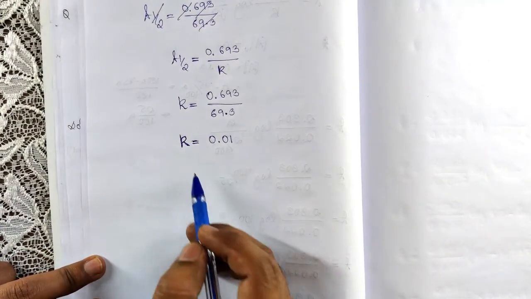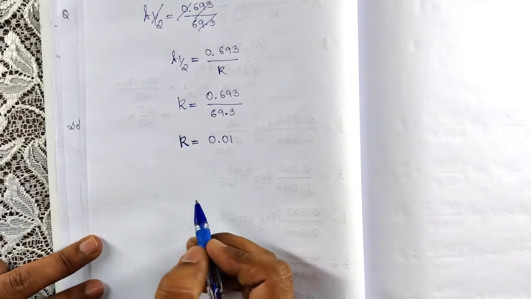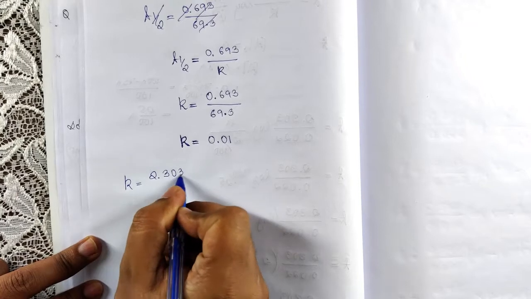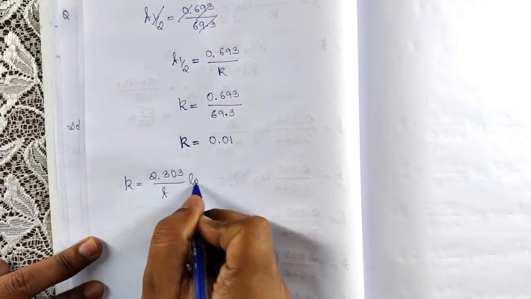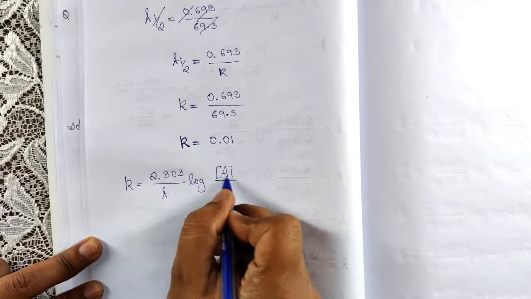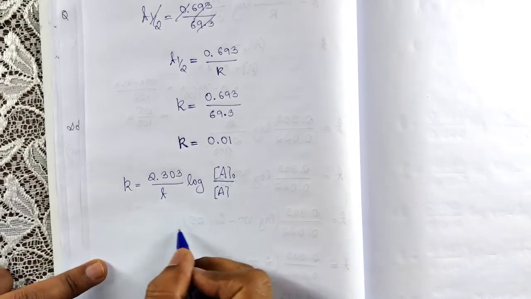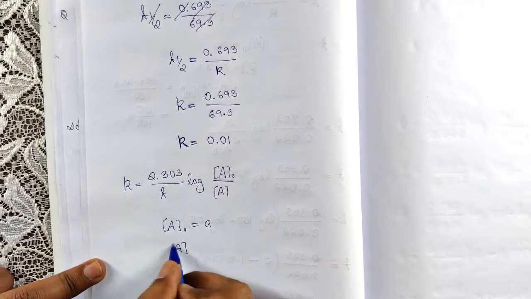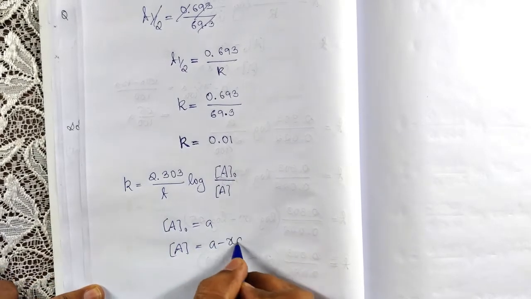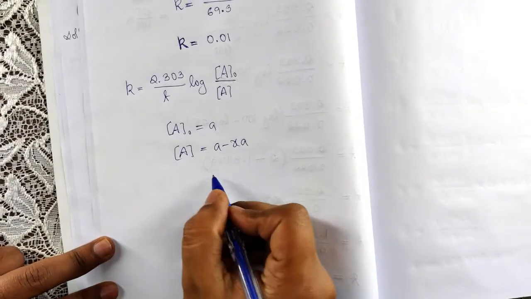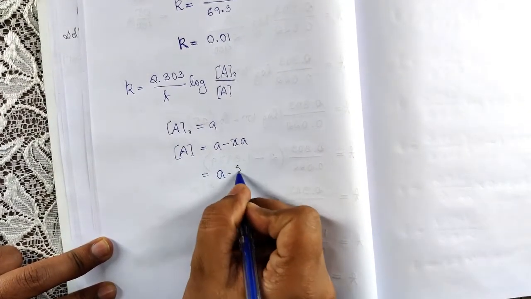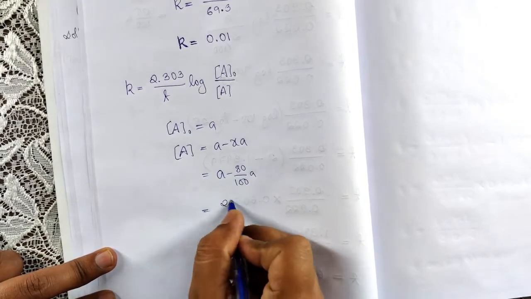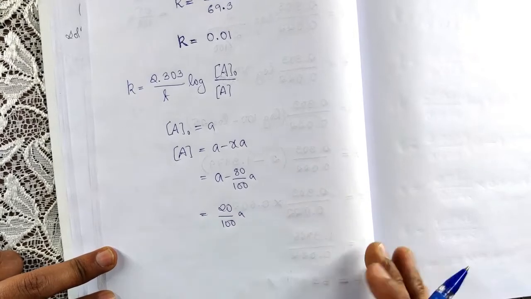What is the second part of the question? Calculate the time required for 80%. So now let's write down the formula again. First order reaction, 2.303 by t log a naught by a. So again, let a naught be a, and a will be a minus x. Since it is 80%, you can write a minus 80 by 100a. So it will be 20 by 100a.